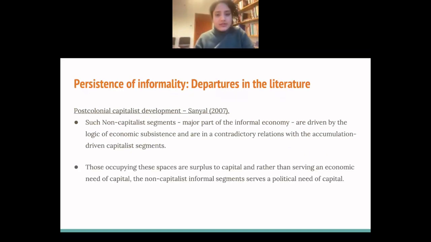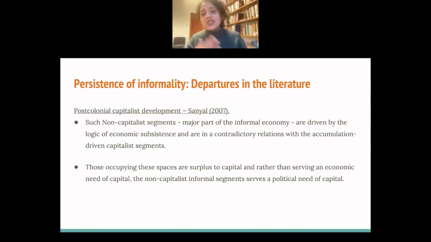And this I've talked about. And one point that he raises quite clearly, which is in contrast to a lot of other works, is that those who occupy these informal non-capitalist spaces, just the sheer size of it is so huge, they're probably not even needed for the capitalist growth process either to suppress wages or for any other task. Rather, they are redundant for any economic need for the growth of the capitalist segment.